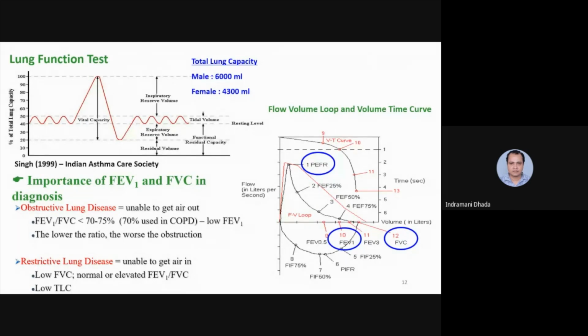Like in case of male, it is 6,000 ml. In case of female, it is around 4,300 ml, around the total lung capacity. And in normal condition, when we are inhaling, this is the tidal volume that we are inhaling. But if you are forced to inhale or exhale, then this is the total maximum amount you can inhale and the maximum amount you can exhale from your body.